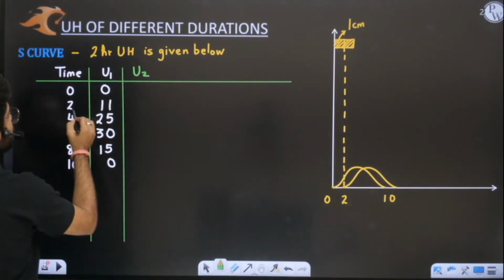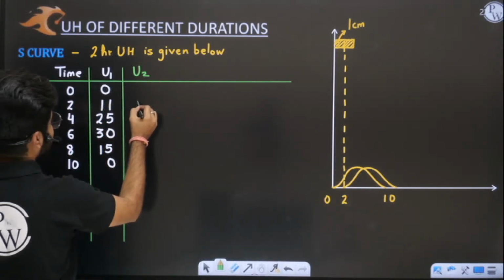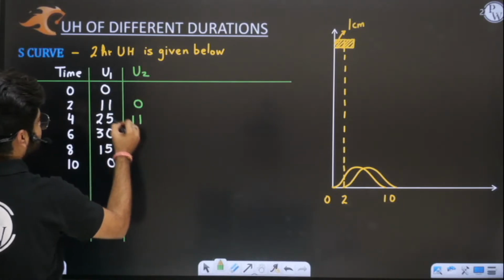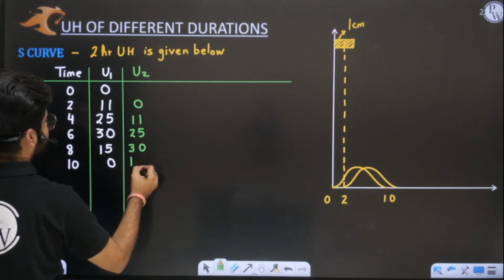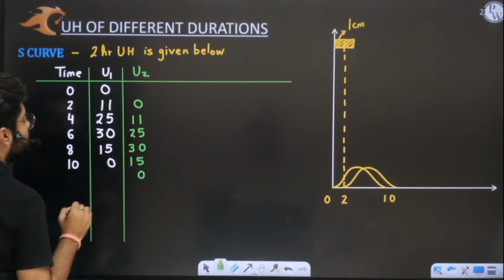And that will start from 2. Okay, so I will shift this. I will write 0 here, and 11 here. Shift again, lag it by 2: 30, 15 and 0. Simple.